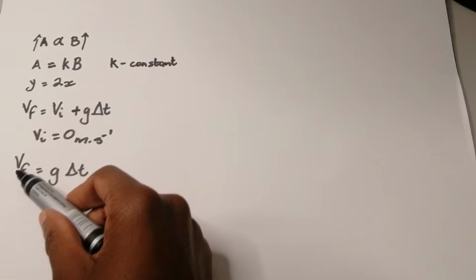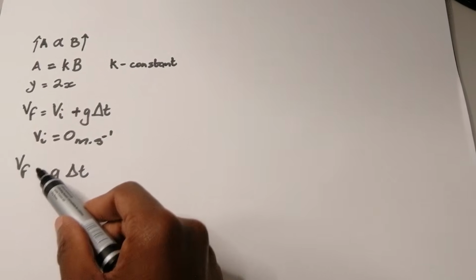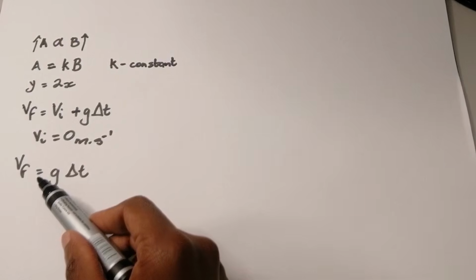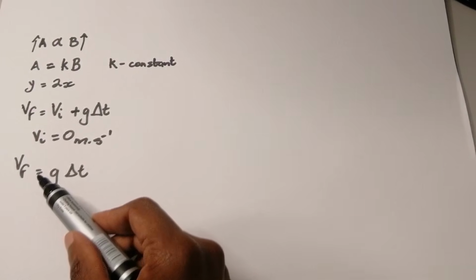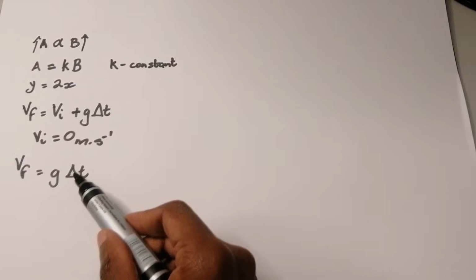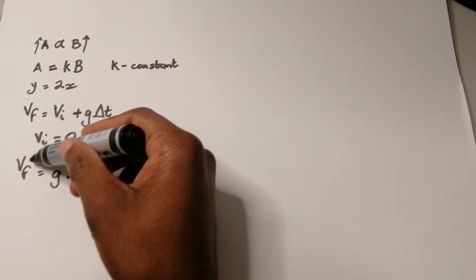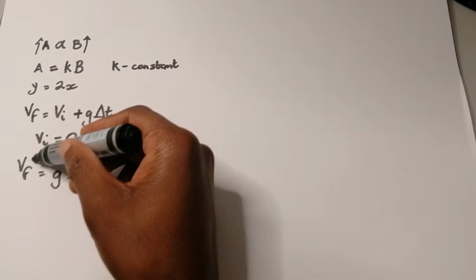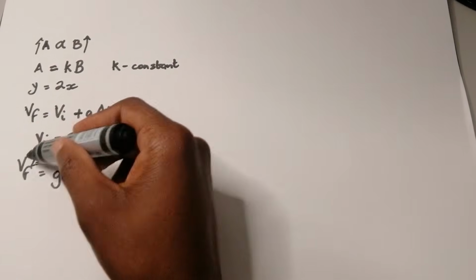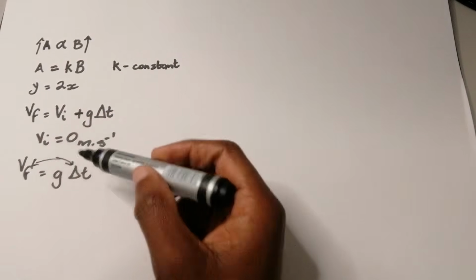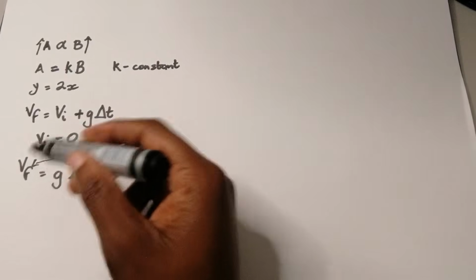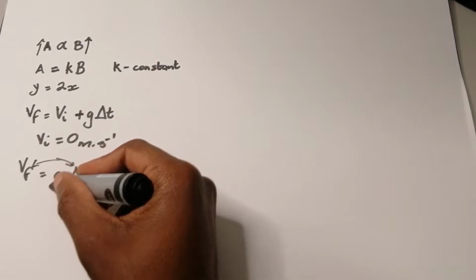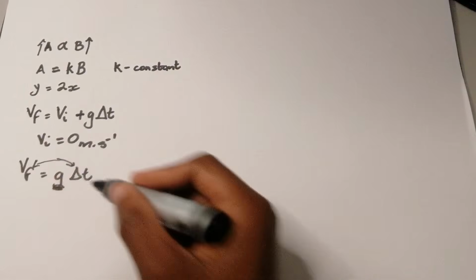Now all of a sudden I've got Vf is equal to, can you see I've got an equation now, equal sign, g delta T. Now if I look at Vf and delta T, how do I relate them, or how do I relate them together? Look at this g. Is g a constant?